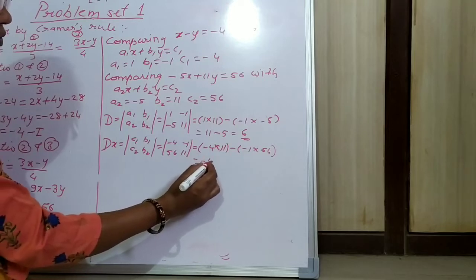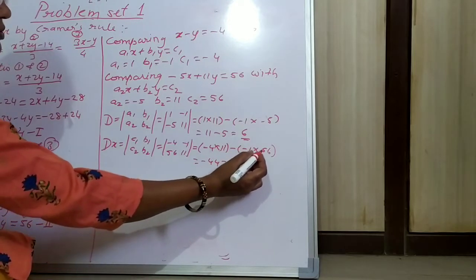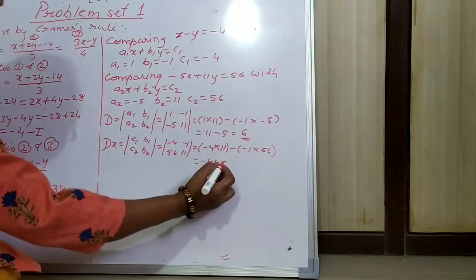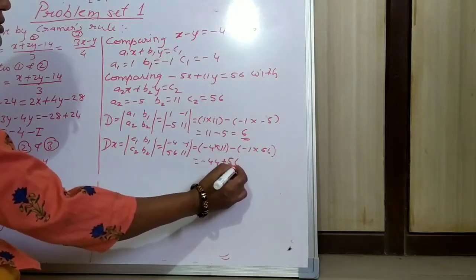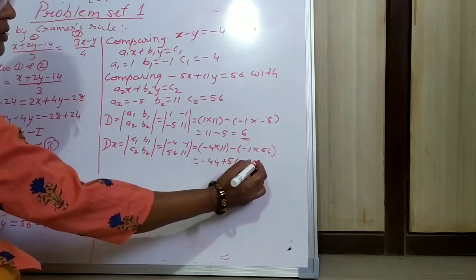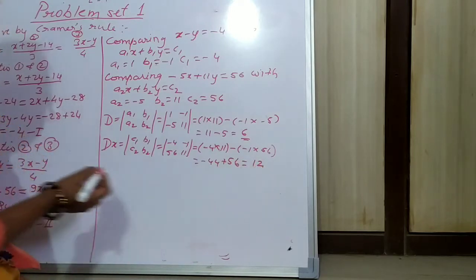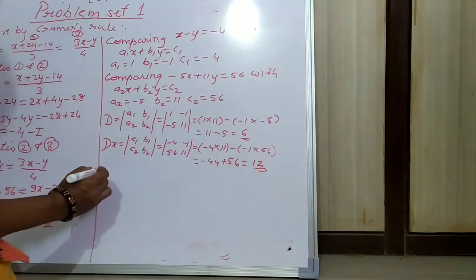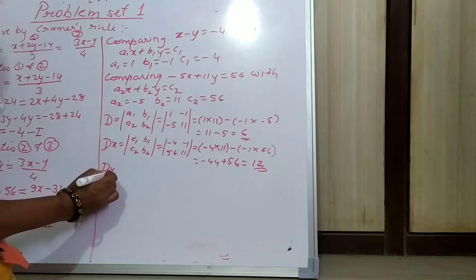So we get here minus 44 minus 1 into 56, minus 56. Minus it will become again plus 56. So we get here the answer is 12 plus 12. This is the dx value. Similarly, dy you have to find.